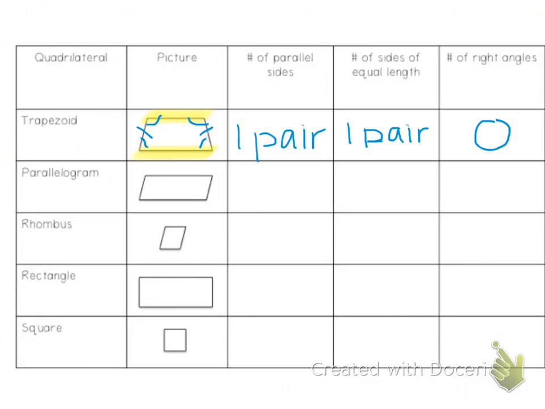A parallelogram, so as you see in the name of the figure, you see the word parallel. A parallelogram has 2 pairs of parallel sides. So the top and the bottom are parallel, and the left and the right are parallel. So it has 2 pairs of parallel sides. And this one also has 2 pairs of sides of equal length. So the top and the bottom are the same length, and the left and the right are the same.